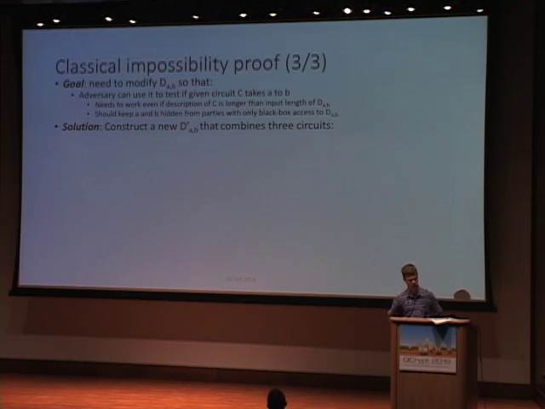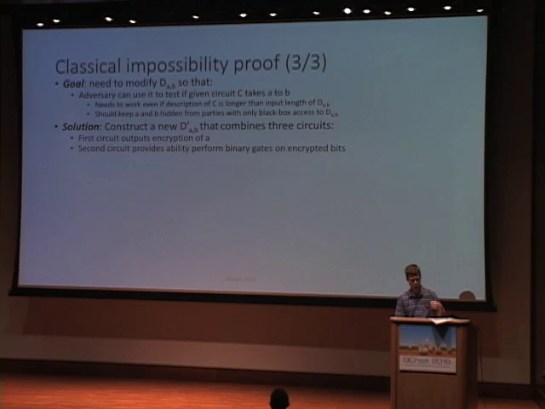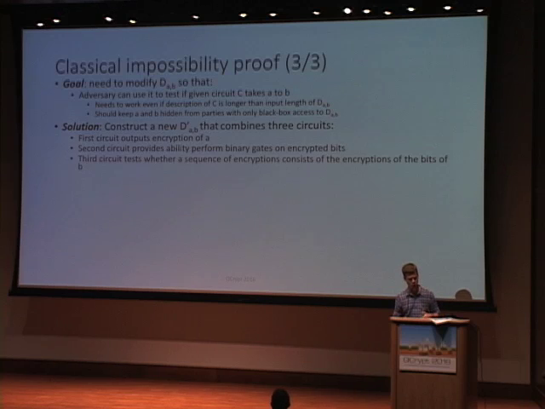So here's the solution. We're going to construct a new D, which I'll call D prime AB, that combines three circuits. The first circuit is going to output the encryption of A, in some private key crypto scheme. The second circuit will provide the ability to perform binary gates on encrypted bits. It's like a homomorphic circuit: we decrypt the encryption, apply the gate, and then re-encrypt it. And the third circuit will test whether a sequence of encryptions consists of the encryptions of the bits of B. So why does this work?